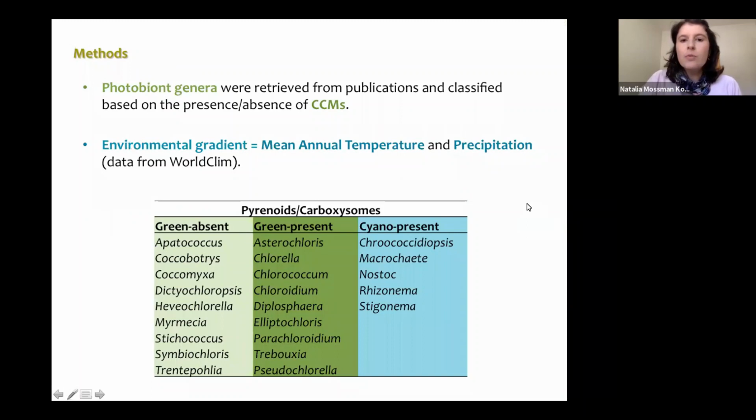The photobiont genera were retrieved from publications and classified based on the presence and absence of CCMs, which is shown here in the table: green absent genera, green present genera, and cyanobacteria, which are all present genera as well. So that's the total genera that we had, and we looked for publications that had phylogenetic information. For the environmental gradient, we retrieved data from WorldClim, and to show in this presentation, I'm using mean annual temperature and precipitation.